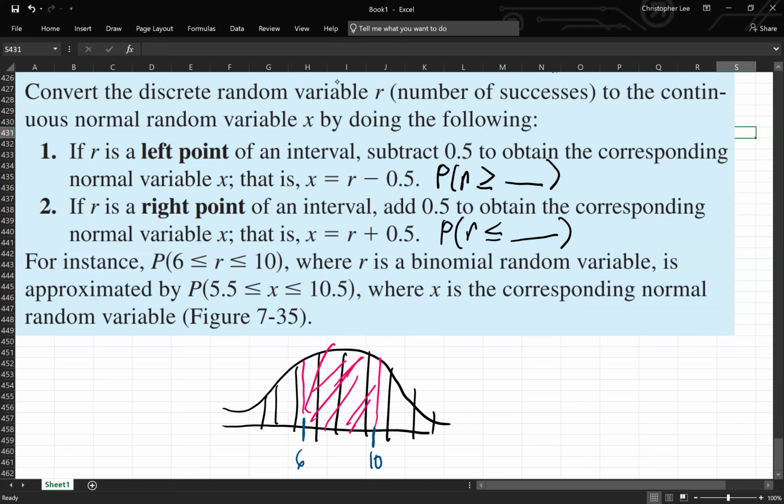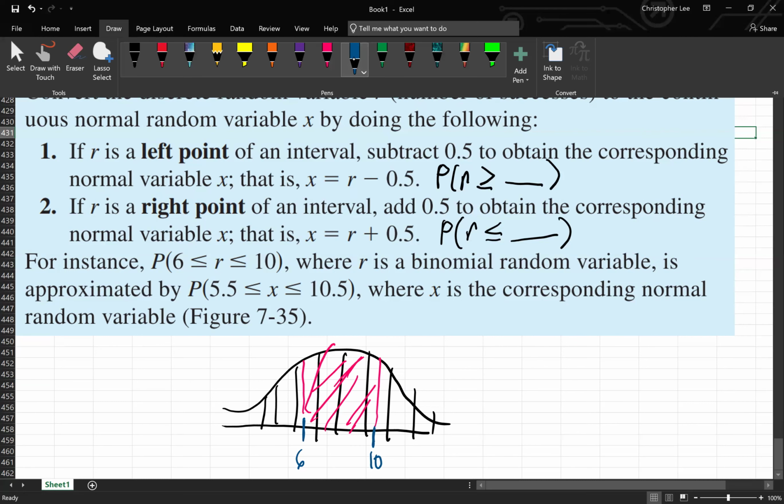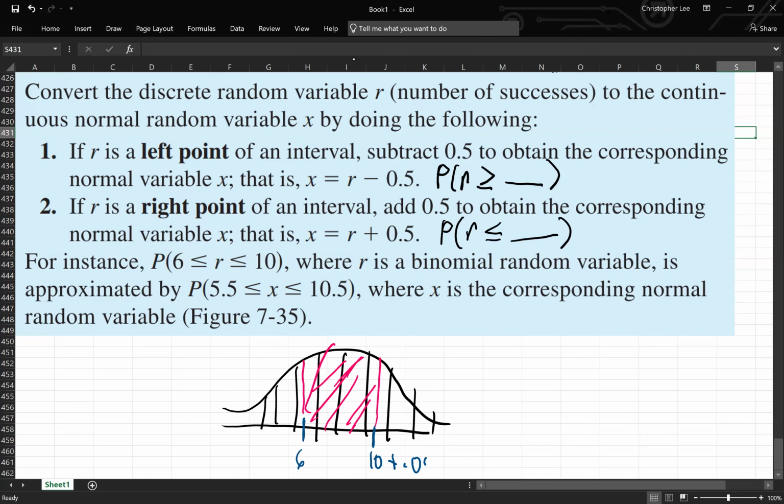On the 10, you add 0.5, and the 6 you have to take away. So to get the 10, I'm going to add 0.5 on this. And for the 6, I'm going to subtract 0.5, to correct the continuity so that I can actually do the normal approximation for it. So that's what that means.